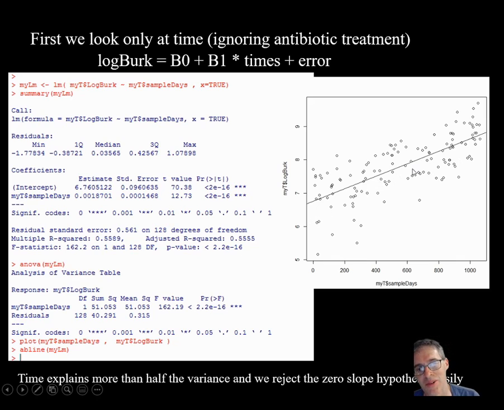But clearly the Burkholderia is changing with time. The slope is not 0. So that comes back with a small p-value here. And we can explain about 56% of the data. The r-squared is 0.56. So we're able to explain about 50% of the total Burkholderia absolute abundance data just as a function of time.